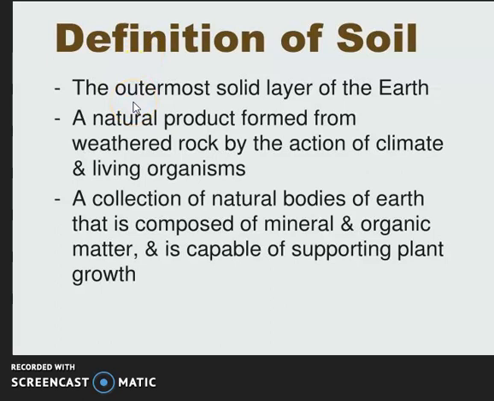The definition of soil is: it is the outermost solid layer of earth and a natural product formed from weathered rock by the action of climate and living organisms. A collection of natural bodies of earth that is composed of mineral and organic matter and it is capable of supporting plant growth. So, mainly this definition suits well. Clear?